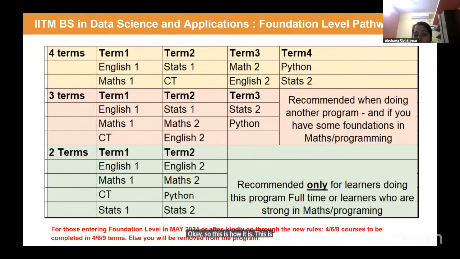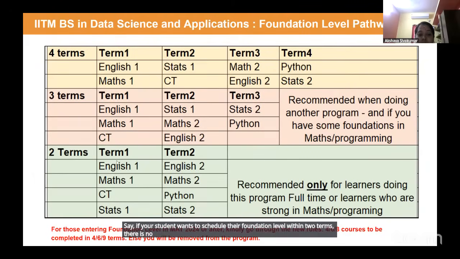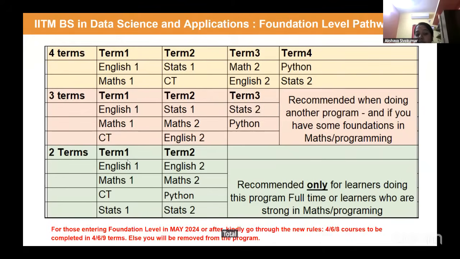This is the course recommendation pattern, the pathway a student can take so that they can complete the foundation level within 4 terms. Say if your student wants to schedule their foundation level within 2 terms, there is no other go. As I said, take set one courses in term one, clear all the courses and move to term two with the set two courses. Fine. This 2 terms pathway is formulated and advised for students who are self learners, or standalone students of this BS in Data Science and Applications degree.